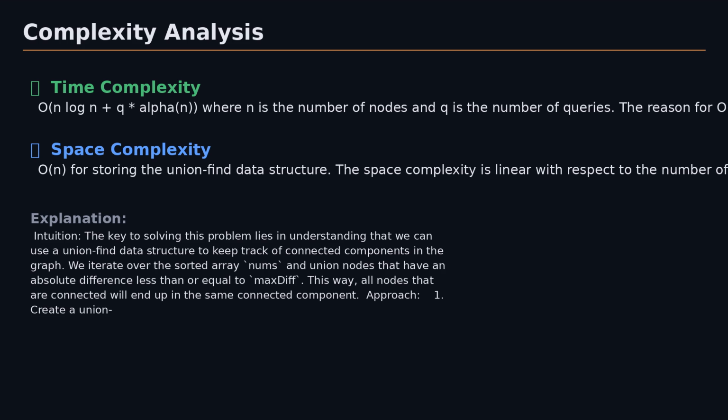The reason for O(q * α(n)) is that for each query, we are performing a find operation in the union-find data structure. The α(n) factor comes from the amortized time complexity of the find operation in the union-find data structure. The space complexity is O(n) for storing the union-find data structure.